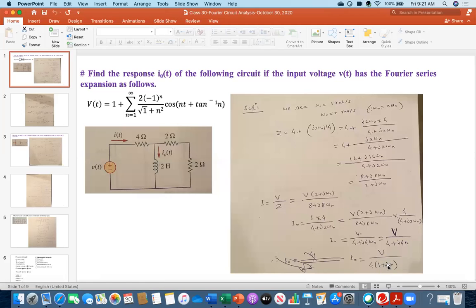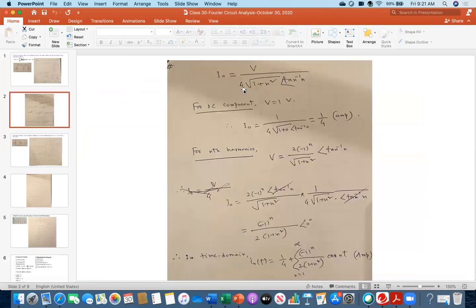I am expressing 1 plus jn in polar form. So the magnitude will be root over 1 squared plus n squared. And then the angle would be tan inverse n over 1. This means tan inverse n. Just think about the magnitude of it with the angle. So that I did at first. V over 4 root over 1 plus n squared, angle tan inverse n. And then for the DC component, V equal to 1 volt. So therefore, because it is DC, this means that the n value is 0. Because n is for the harmonic.